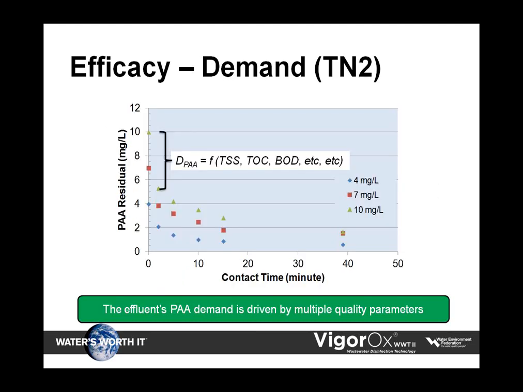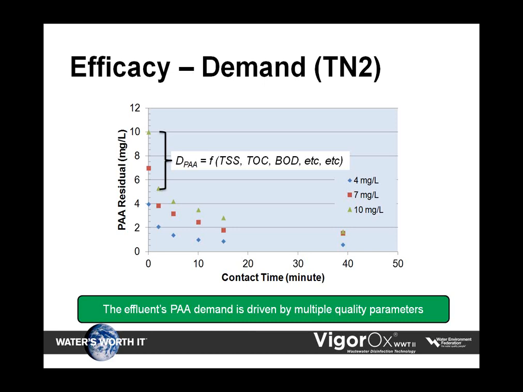We know that certain water quality parameters such as total suspended solids, total organic carbon, and biological oxygen demand increase the demand for oxidants in general. They increase demand for PAA just as they increase demand for chlorine. We also know that the demand is not an absolute value. In many cases, it is a function of dose.